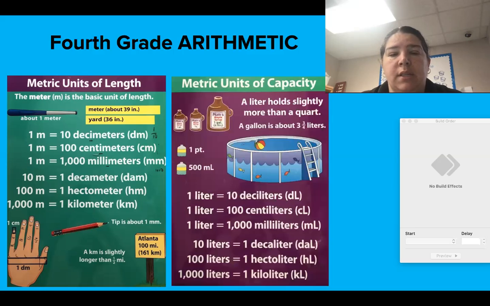And the next one is capacity. That is liters. 1 liter equals 10 deciliters. 1 liter equals 100 centiliters. 1 liter equals 1,000 milliliters. 10 liters equals 1 decaliter. 100 liters equals 1 hectoliter. 1,000 liters equals 1 kiloliter.